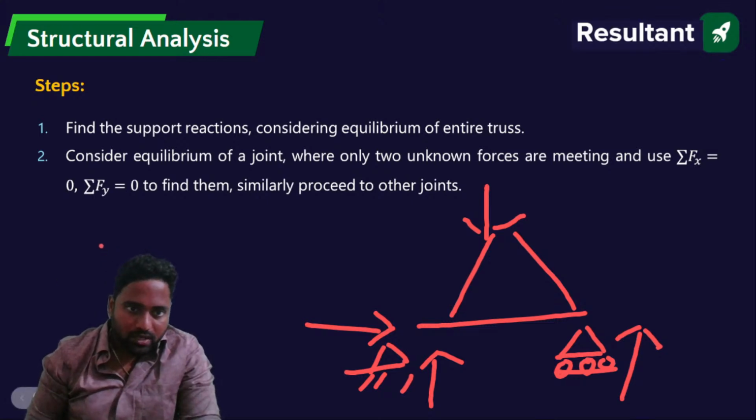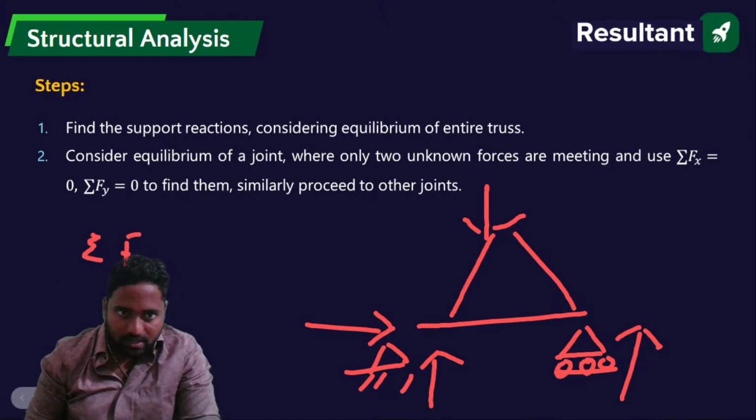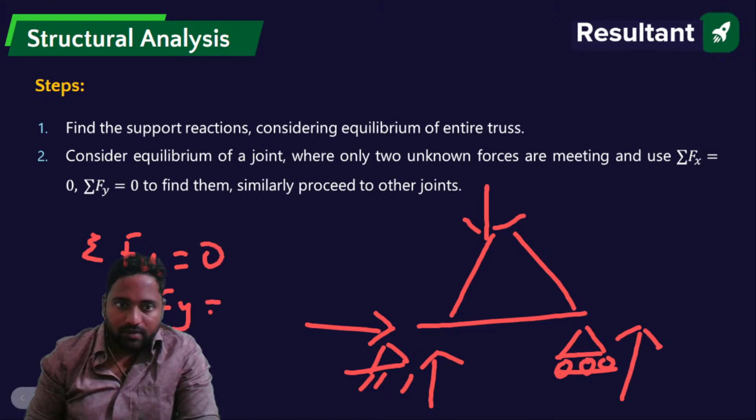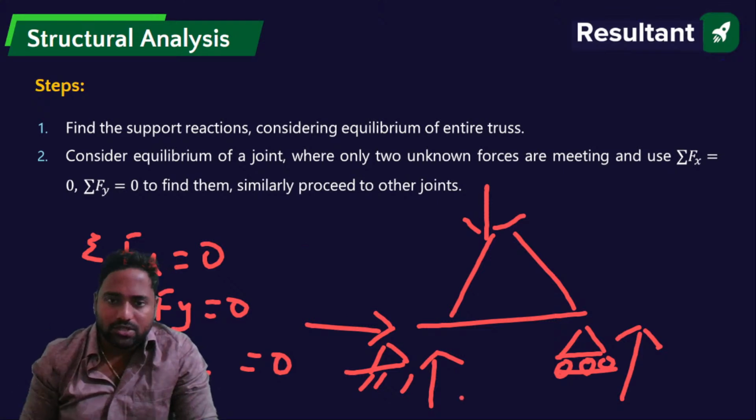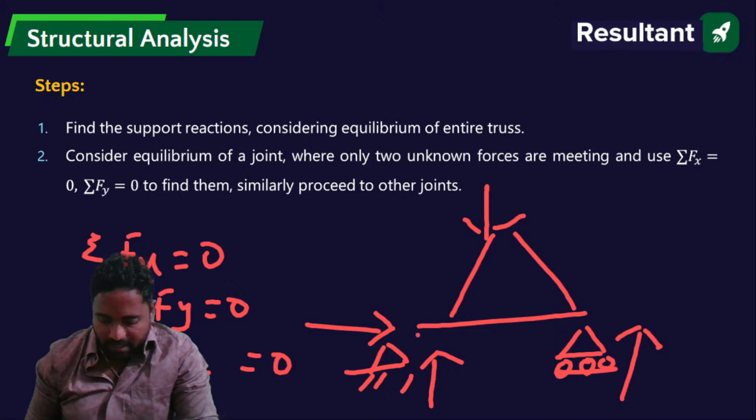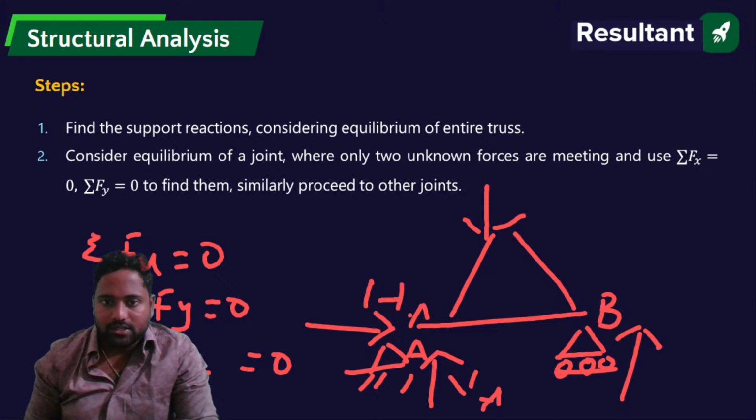So here what we'll be doing is you'll take summation of forces in x direction equals to 0, summation of forces in y direction equals to 0, and summation of moment about any joint equals to 0. By using these three equations, you'll try to find out reactions. If I take this as A, this as B, so this would be VA, this is HA, and this would be VB.